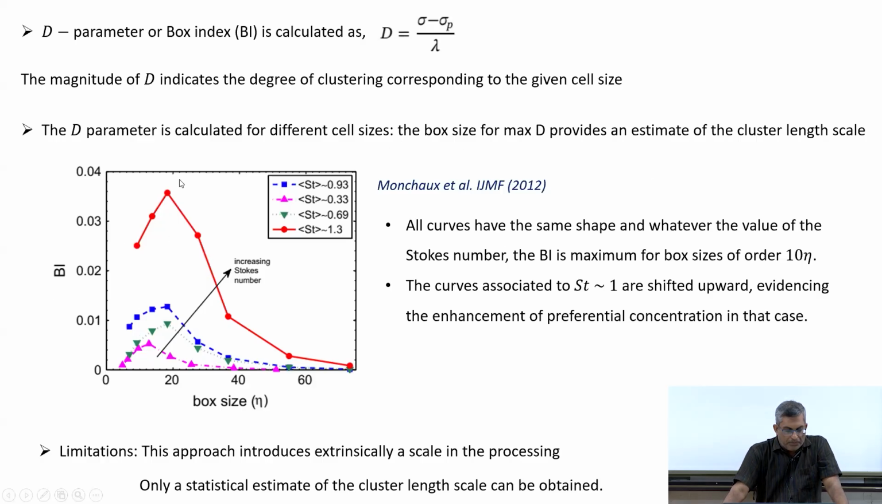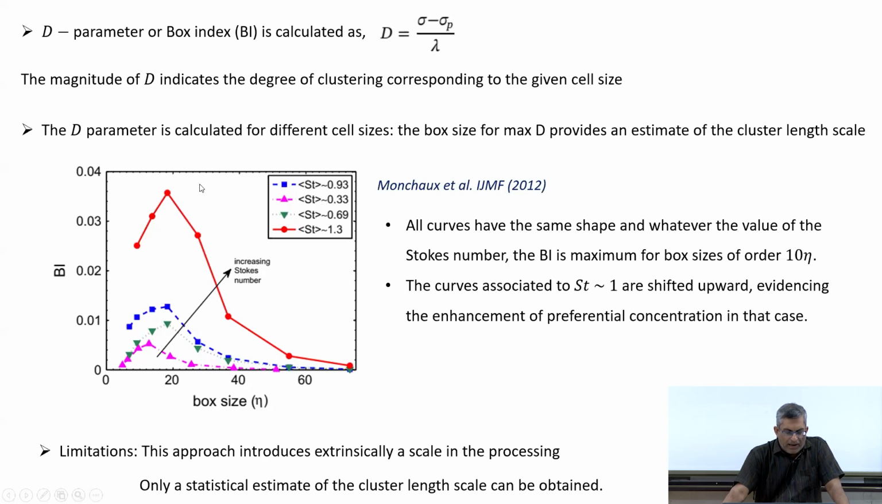So, the main advantage of this method is its simplicity. It is quite a simple method. It is simple to calculate. However, the limitation is that this approach introduces extrinsically a scale in the processing. Now, you choose the box size. So, that is the problem. Okay, this can be avoided by choosing different box sizes, but how many box sizes should you consider to accurately resolve this D parameter?